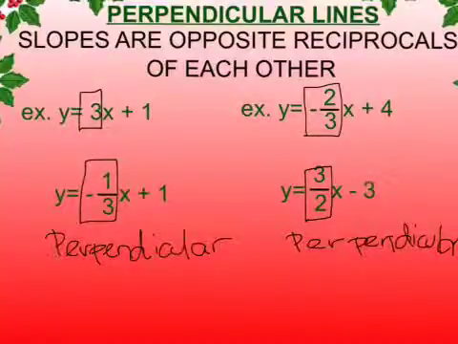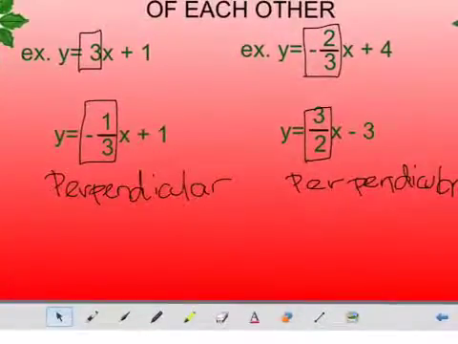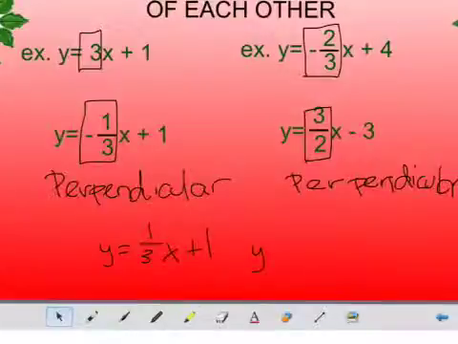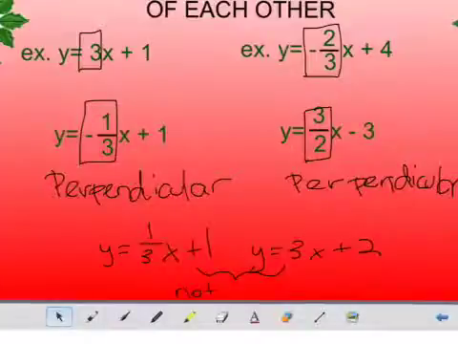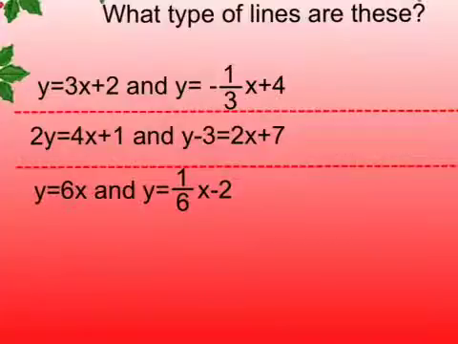lines. Now let's say we had the equations y equals 1/3 x plus 1 and y equals 3x plus 2. These lines are not perpendicular. Yes, their slopes are reciprocals. We have the slope here is 1/3. The slope here is 3. They are reciprocals of one another, but they're not opposite. One of them has to be negative and one of them has to be positive, so these two lines are not perpendicular. This is a type of example that you may see on a test.